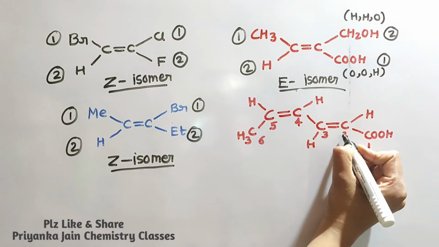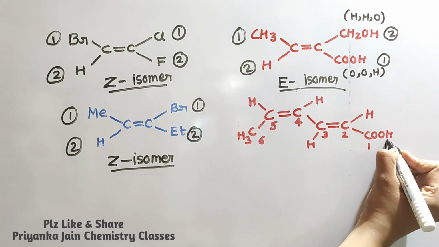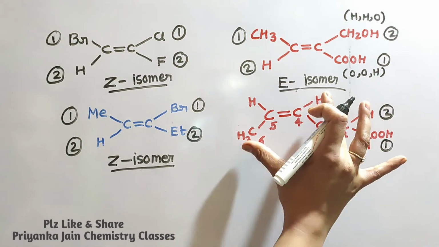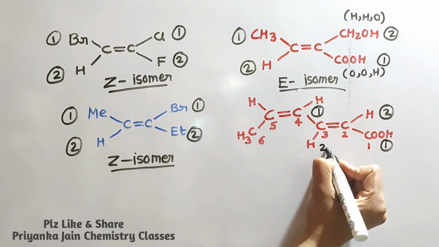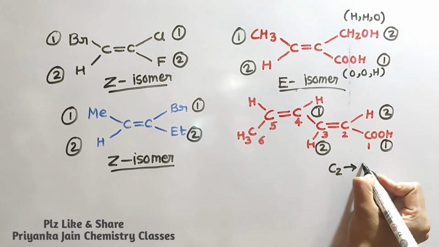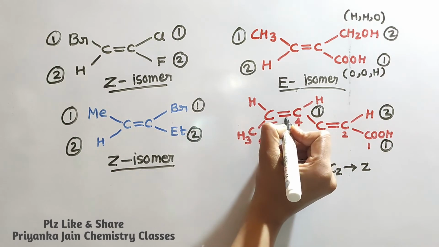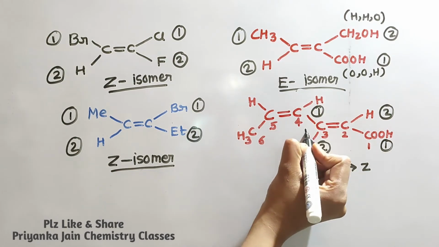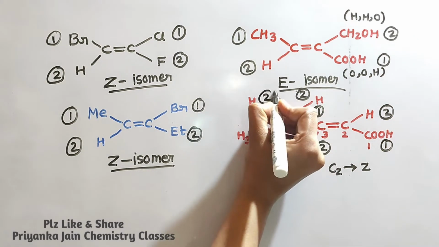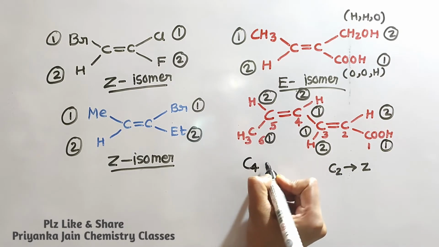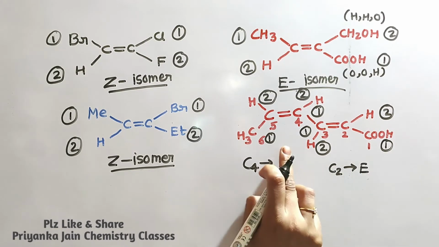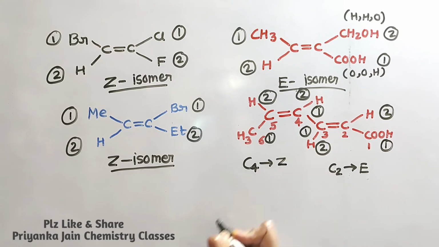Firstly you have to see at the C2 carbon atom. So first priority will be for the CHO group, second for this hydrogen. Similarly here is this hydrogen and this group, this is the second group. So first priority will be for this group and second for this hydrogen. It means at the C2 carbon atom the stereochemistry is Z, right? Similarly now see at this, here the first priority will be for this group, second for this hydrogen, first for this methyl group and second for this hydrogen. It means at C4 the stereochemistry is E and here the stereochemistry is Z, right?